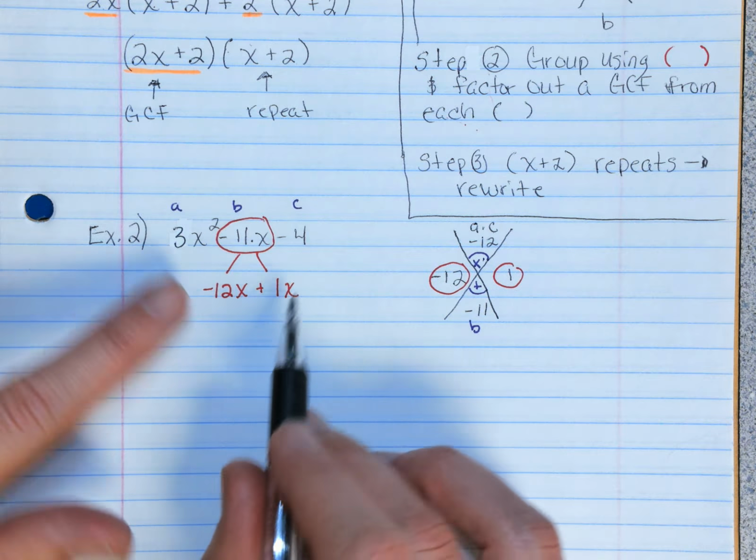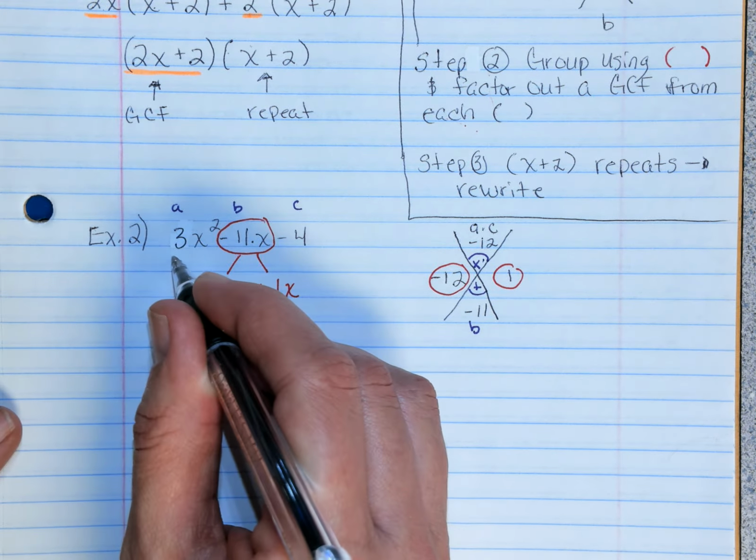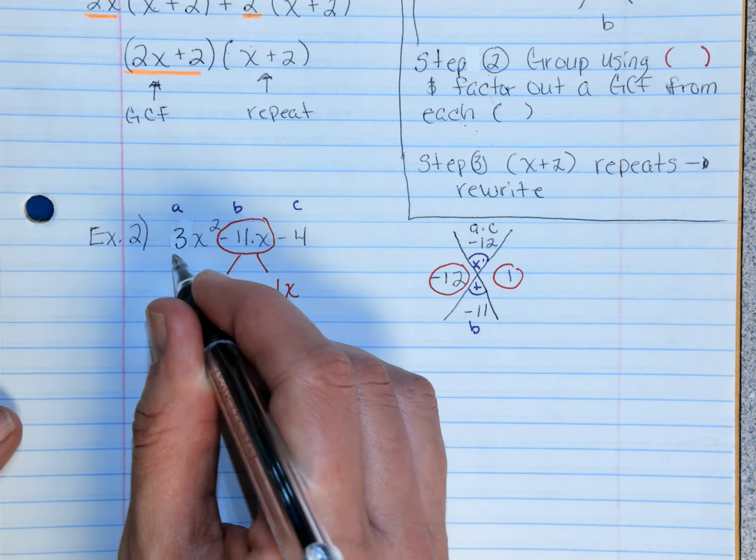So next step, bring down the rest of the problem. Bring down 3x squared and bring down minus 4. Make sure you don't change any of your signs. If you think about what we did next, step 2, we grouped using parentheses. The parentheses will always go to the first 2 parts. Leave the middle sign in the middle, always on that part. And we're going to see if we can find the greatest common factor.